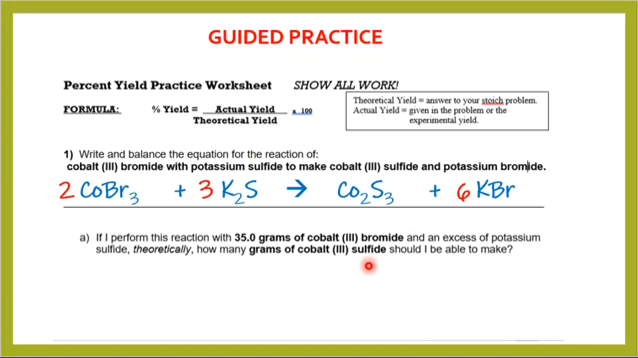So let's identify what we're given. 35 grams of cobalt-3 bromide is this right here, this compound that I'm underlining with my laser pointer. And we are looking for grams of cobalt-3 sulfide, which is this particular product right here. So let's take a moment and set up our dimensional analysis table with the given value.